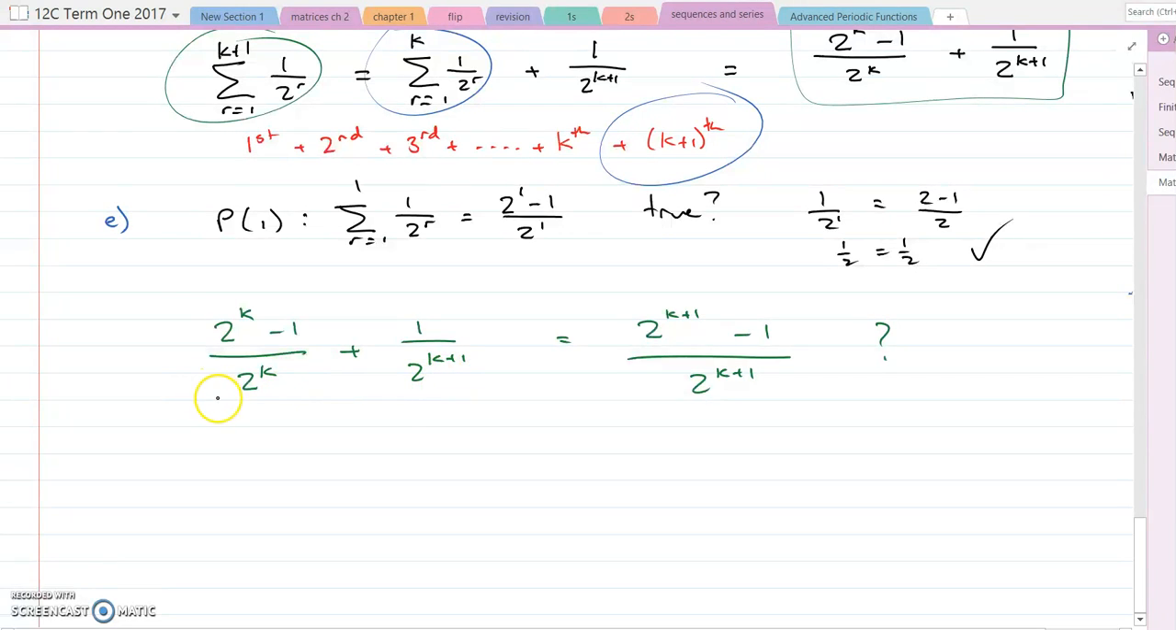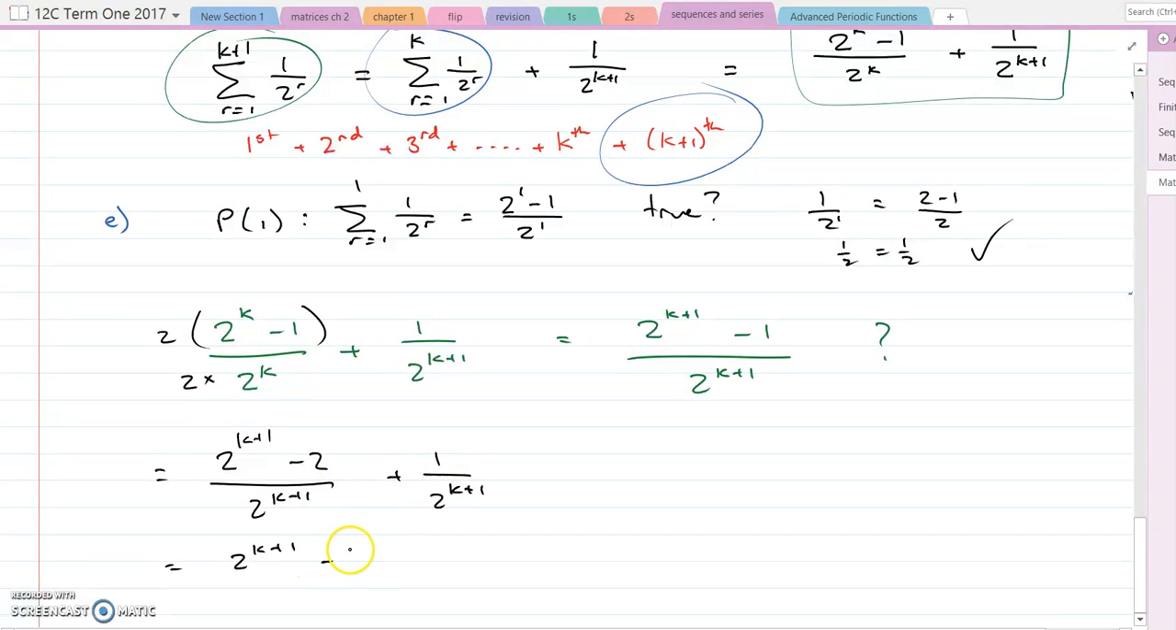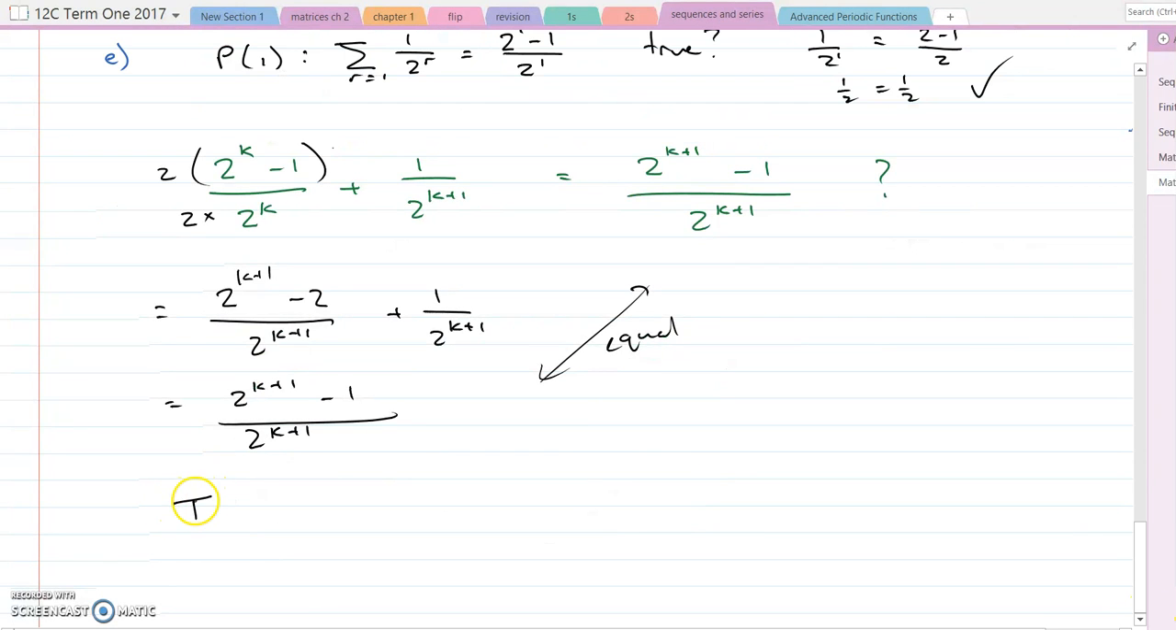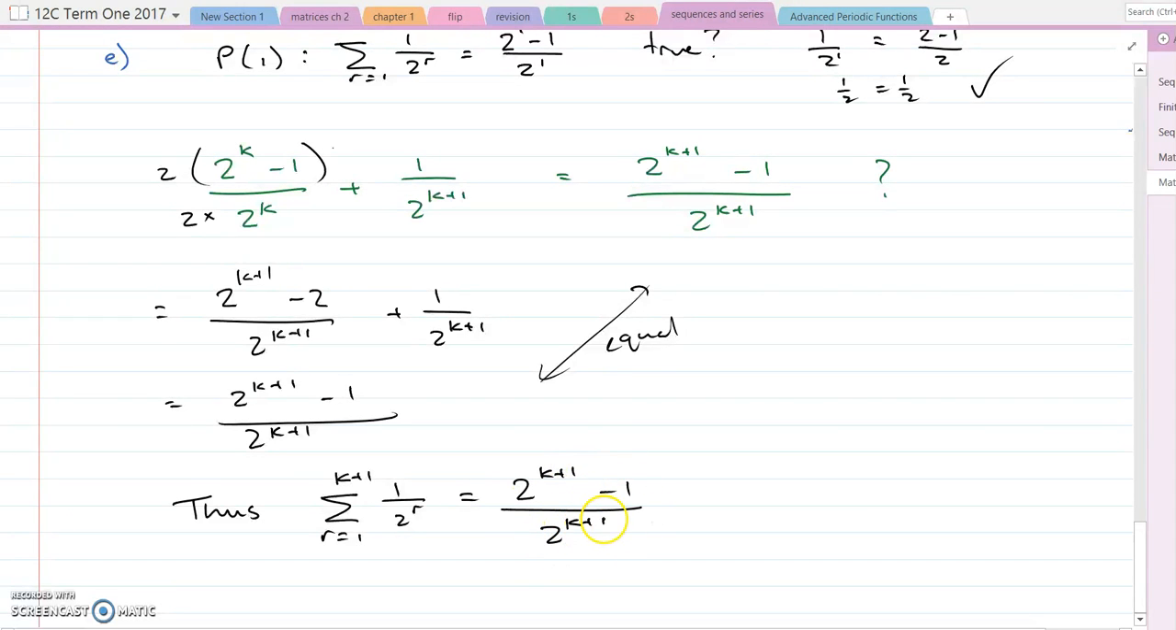Okay, we need to make a common denominator to add fractions, and to do that all we need to do is times by 2 top and bottom. So we get 2, expand this, 2 to the k plus 1 minus 2 over 2 to the k plus 1, plus 1 over 2 to the k plus 1. Which equals, so we're just coming down here, the left side of this is going to be equal to 2 to the k plus 1 minus 2 plus 1, which is minus 1, over 2 to the k plus 1. Okay, that is equal. So we've proved it. So we can say now, thus, the sum for r equals 1 to k plus 1 of 1 over 2 to the r does equal 2 to the k plus 1 minus 1 over 2 to the k plus 1.